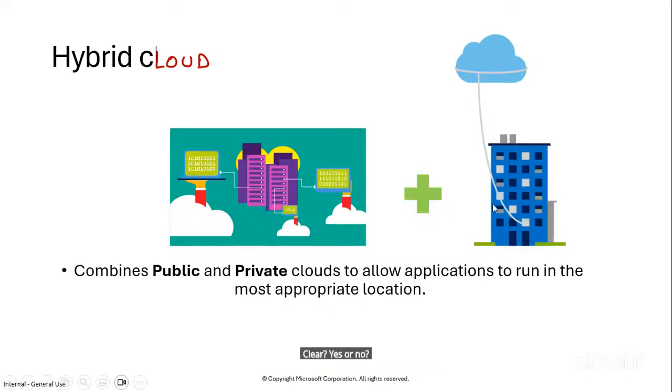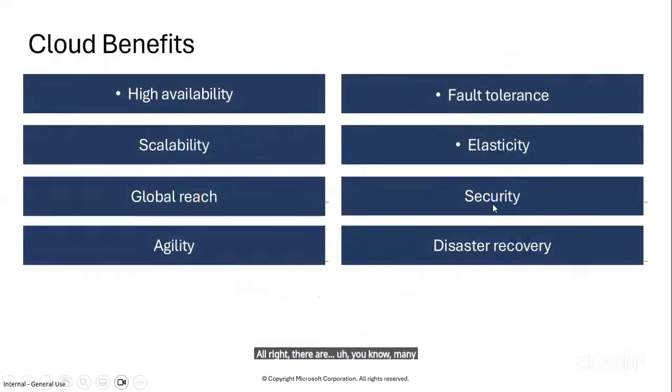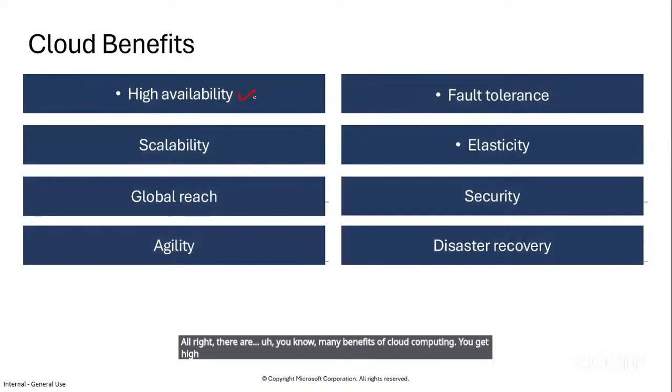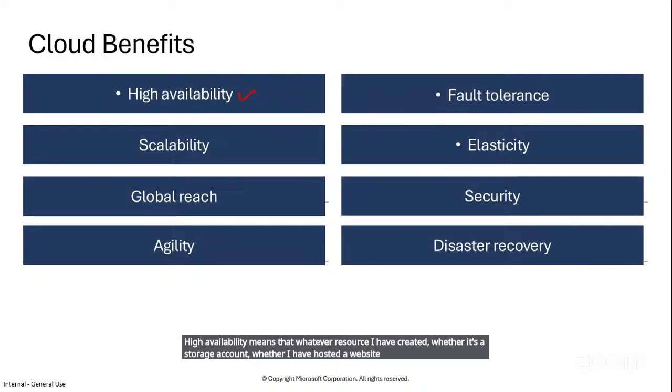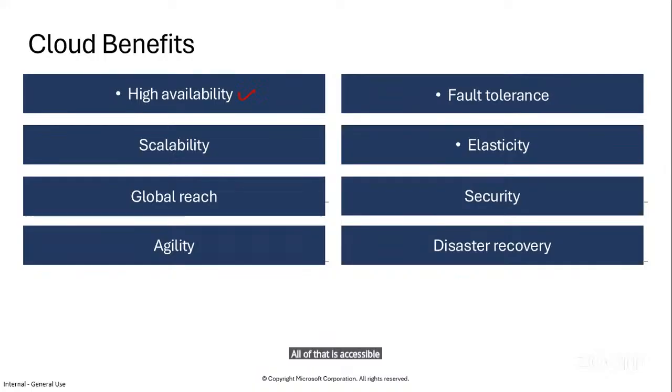All right. There are many benefits of cloud computing. You get high availability. So when I'm creating resources or when I'm hosting applications on Azure, I get something called high availability. What does high availability mean? High availability means that whatever resource I have created, whether it's a storage account, whether I have hosted a website, whether I have created a virtual machine, whether I have created a database, all of that is accessible to me all the time, 24/7. It should not work like State Bank of India, where whenever you go, their common response is that the servers are down. All right. So servers should not go down.